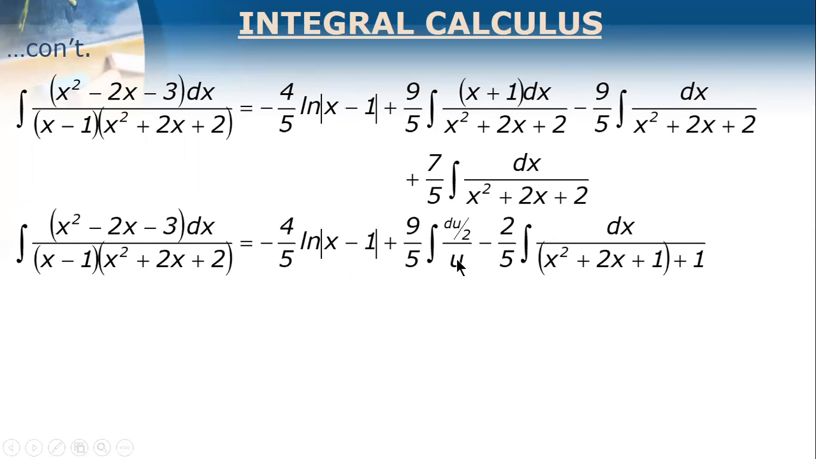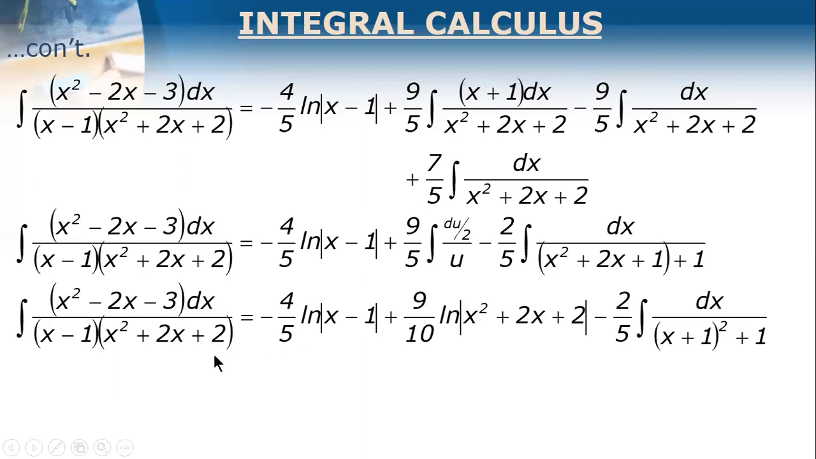Okay. Let's substitute 9 over 5 from the previous steps. x plus 1 dx is simply du over 2 over u. And this one, x squared plus 2x plus 2, is modified as this: x squared plus 2x plus 1 plus 1. And this one is a perfect square, x plus 1 squared.